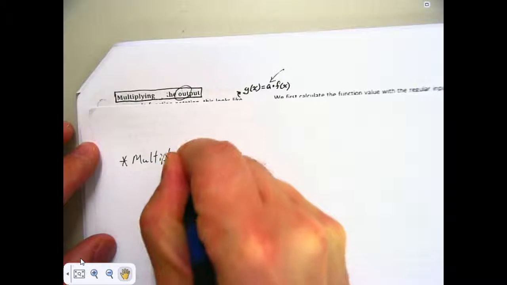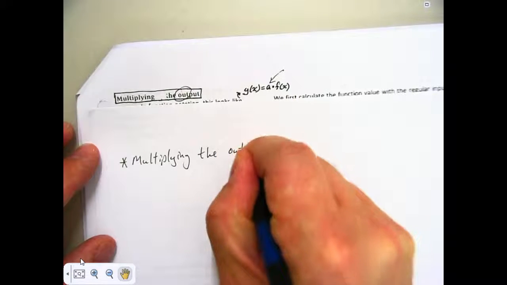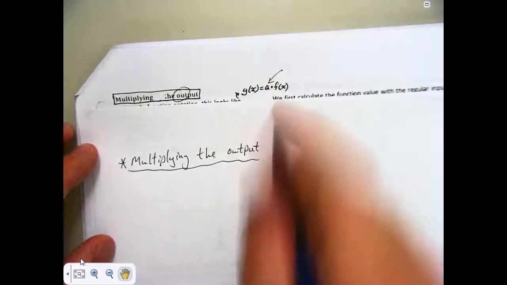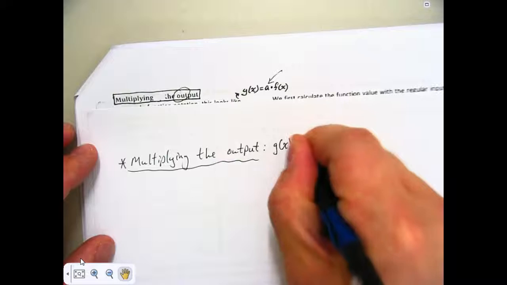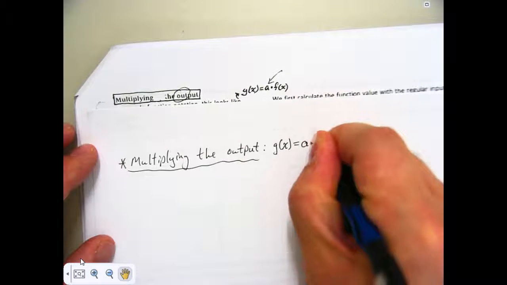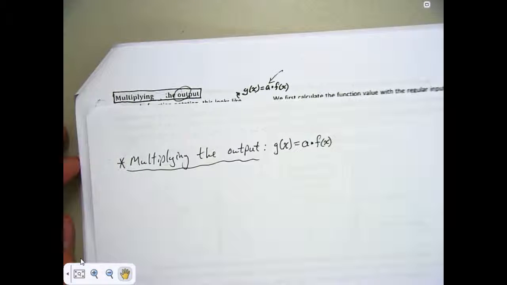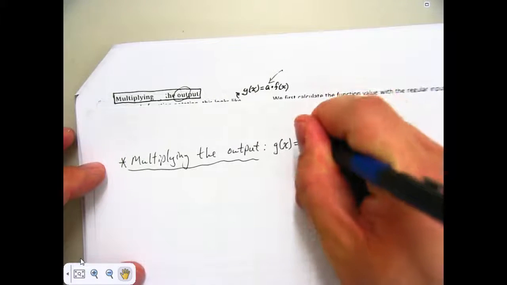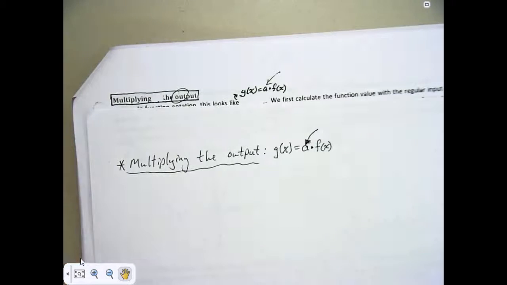multiplying the output. Okay? And that's in the form of g of x equals a times f of x. All right, so really what we're dealing with is this value right here, the a term. So we're taking something and we're multiplying our function by that.